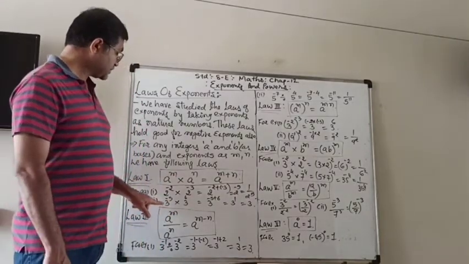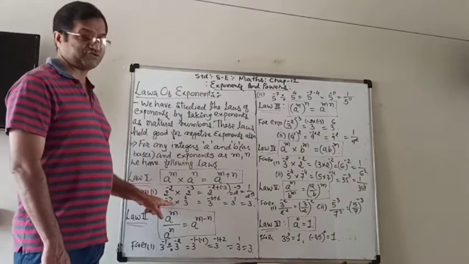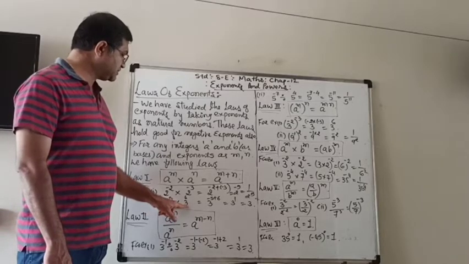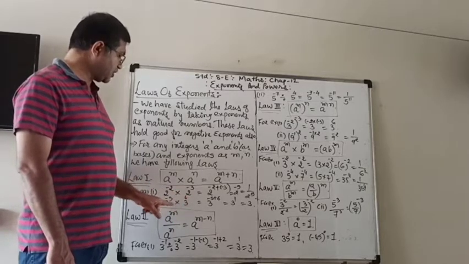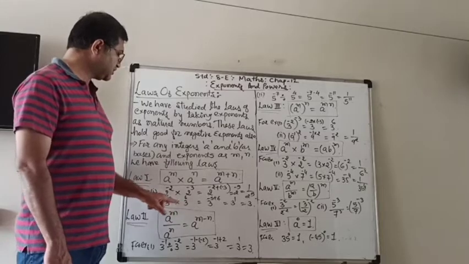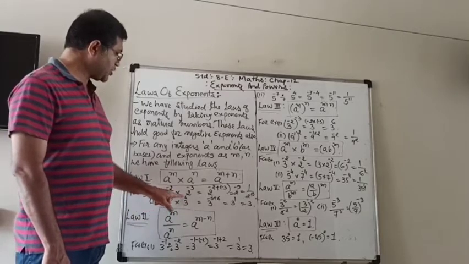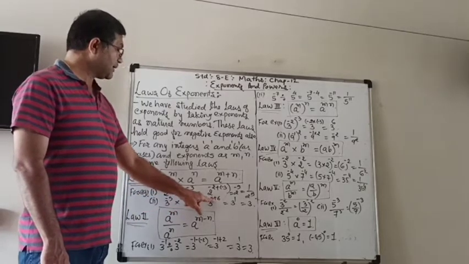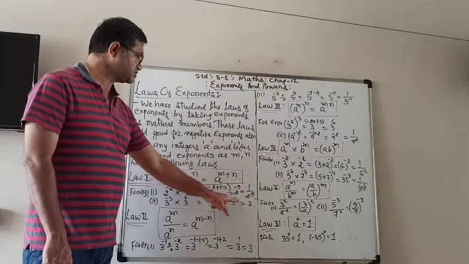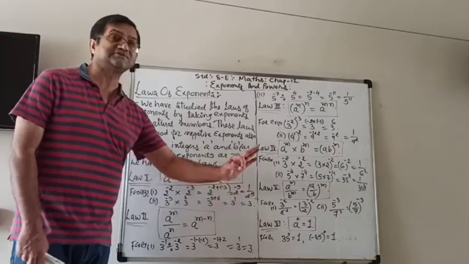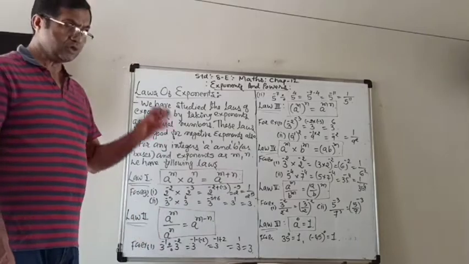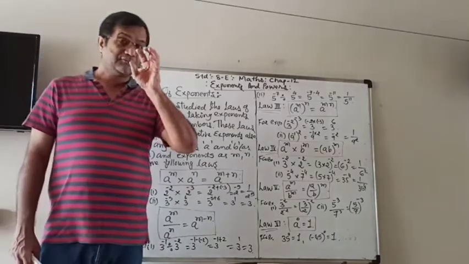Similarly, second example, 3 raised to minus 5 multiplied by 3 raised to 6. So here also bases are equal, 3 and 3. So minus 5 plus 6. Minus 5 plus 6 is 1, so 3 raised to 1. So the answer is 3. So that is the first rule.